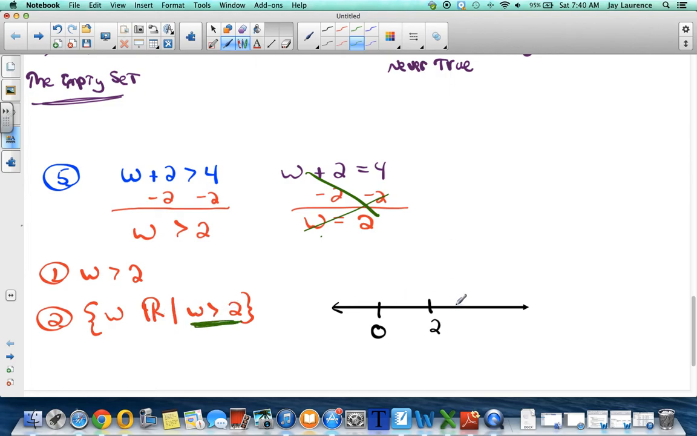So for example, 3 is a part of the solution set, 4 is a part of the solution set, 3.5 is, a billion is, 2.25. But 2 is not a part of the solution set. So I put an open point at 2 because 2 is not included. And then I shade towards the numbers that make it true. I'm shading all the real numbers on the number line that are larger than 2. And notice I don't shade anything over here because I'd get a false statement.